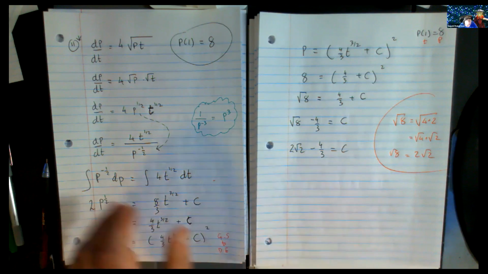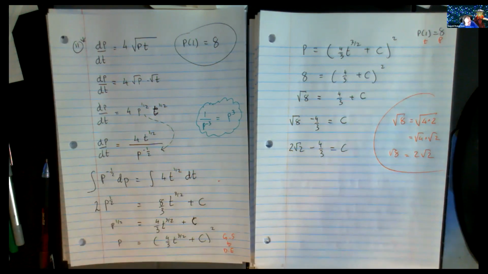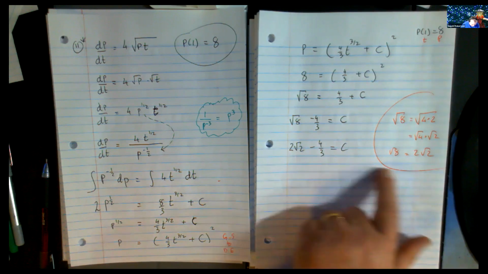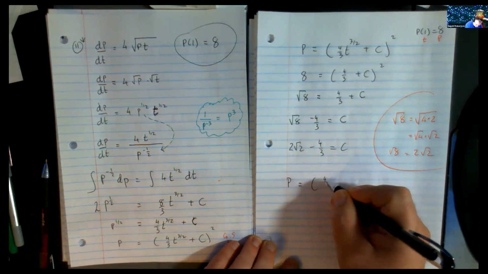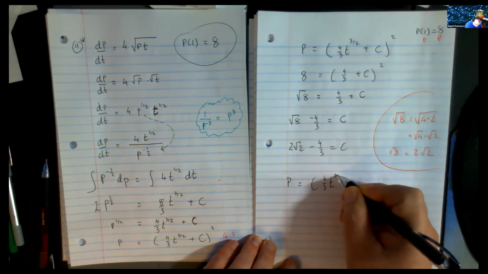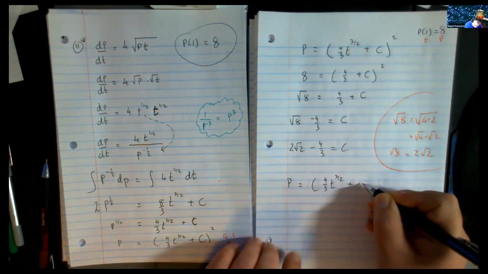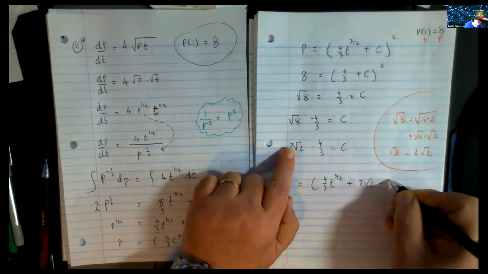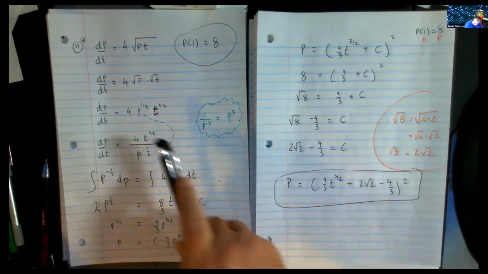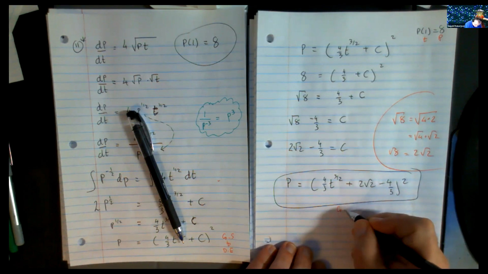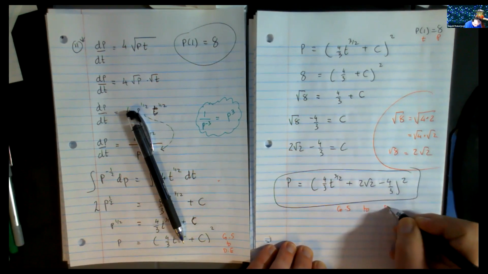Everything that you do, you should always have a second look at it. Could I write this a little bit better? Could I change it in some way that would simplify it? Whatever it might be. But this now allows us to get P equals (4/3 T to the 3/3, plus essentially all of that) squared. And that is the general solution to our differential equation.